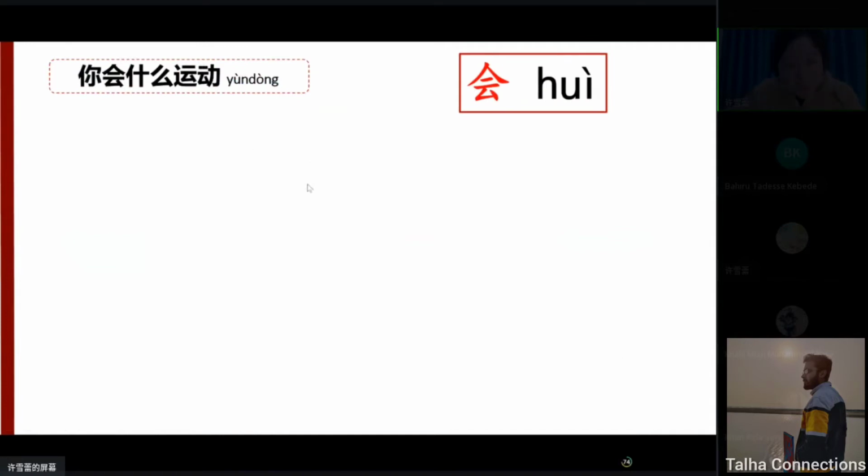Now, after language, let's talk about 运动. I'll change it to another color. 好. What is 运动? 运动 is sports. 你会什么运动? Now, what sports do you do? Maybe play basketball, maybe play soccer. So, 运动.